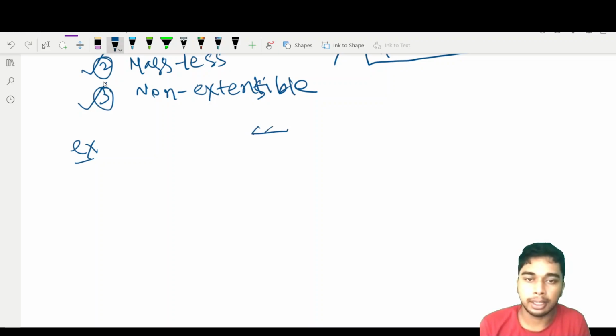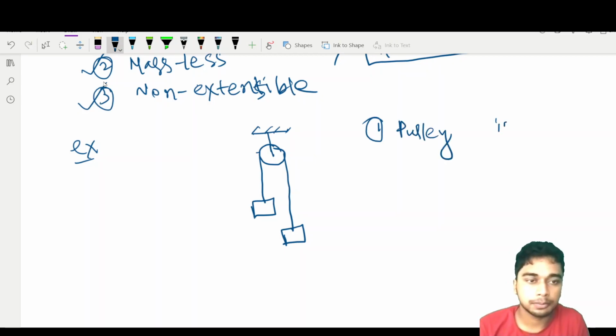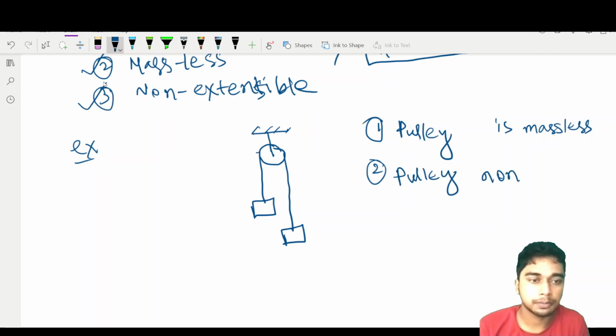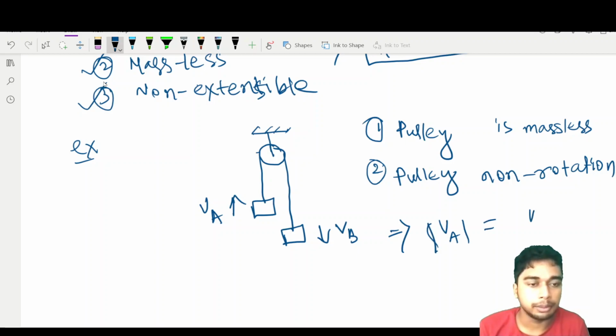So, for example, I am considering a mass pulley system. Here I consider two masses. In this case, I will also assume that the first condition is that the pulley is massless, and the second condition is that the pulley is non-rotating. Then, if the block moves up with velocity VA and the other moves with velocity VB, then I can say that VA is VB. They both are equal in magnitude, but in direction they are opposite.